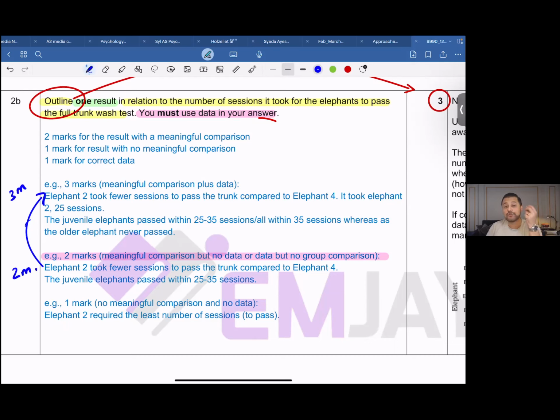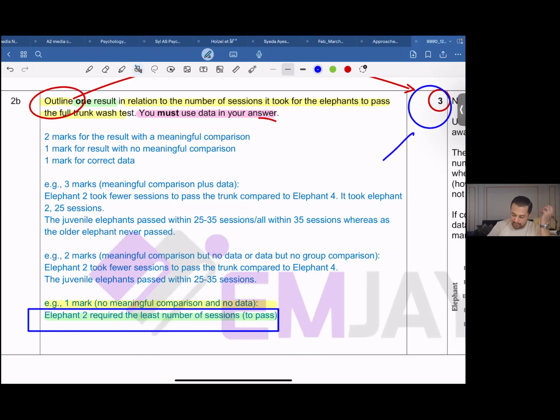And if you have a closer look, the difference over here is in terms of the data that the question demanded. So an example of 1 mark again over here would be no meaningful comparison and no data. If you say elephant 2 required the least number of sessions to pass. Now see, just to cross-check while you're attempting your paper, if you end up writing something like this, you cannot assume that for a 3-mark question, the examiner would end up giving you 3 on 3. And I think this is something that you should understand as well.